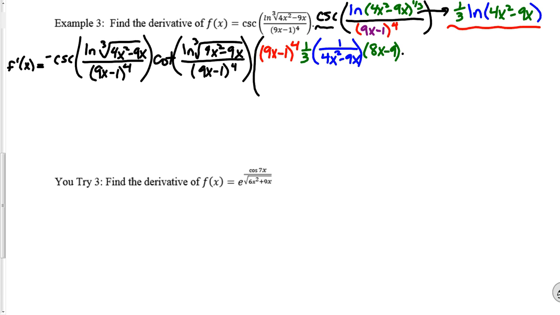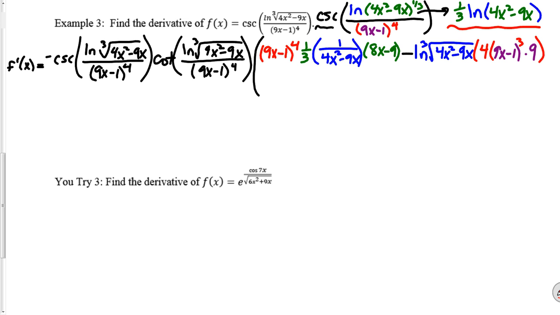Now I need to subtract the top and the cubed root of that. So that's my top times the derivative of the bottom. The derivative of the bottom is 4 times my inside, 9x minus 1 raised to the 3rd, and then times the derivative of the inside, which is times 9.